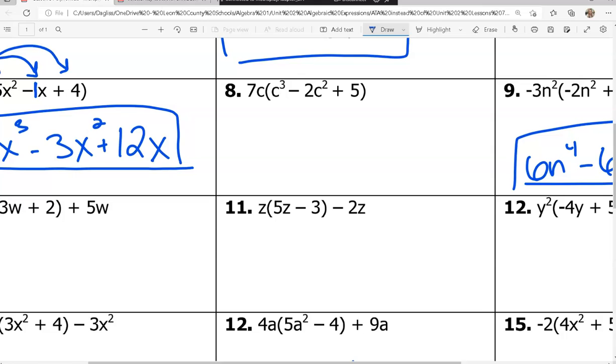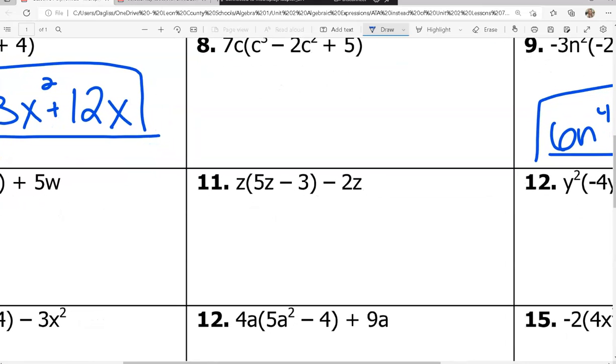What am I going to distribute in number 11? A z. Does it get distributed to everything? No. Only to what's in the parentheses. Good. Only those 2 pieces. So what is z times 5z? 5z to the power of 2. Good. What is z times -3? -3z. Yep. And then we still have -2z on the end. Okay. It's still there. Are we done?